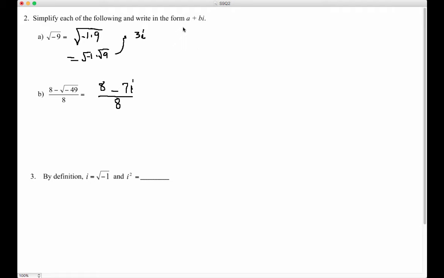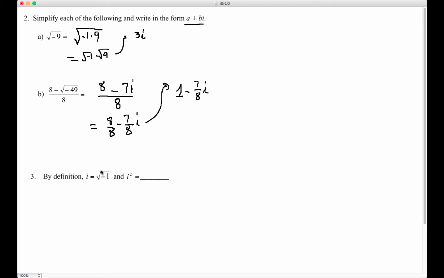Okay, now notice the instructions say that complex numbers are always written in the form of a plus bi. We have the real part plus the imaginary part. So we'll break this up as 8 over 8 minus 7 over 8 i, which, last but not least, we can write as 1 minus 7/8 i, and that's going to be the final form. Notice that you would not put the i up in the numerator with the 7. It's off to the side of the fraction, okay?